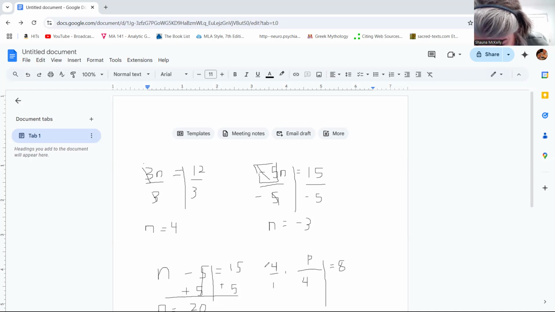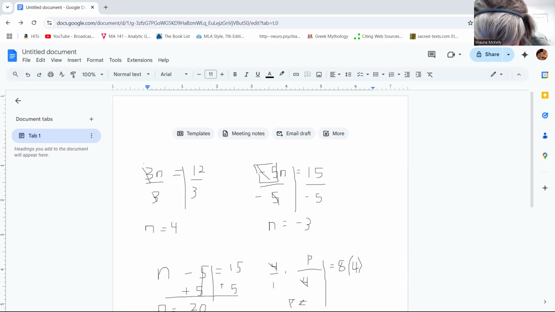So I'm multiplying by 4 over here. If I multiply by 4 over here, then I have to multiply by 4 over here, and I'm going to use the parenthesis to help me indicate that. So here, these 4s cancel, leaving me with a 1. So I end up with P, that was my variable, is equal to 8 times 4, which is 32.